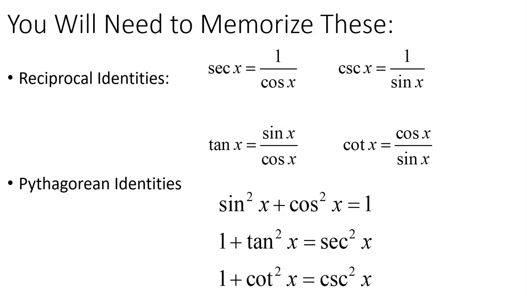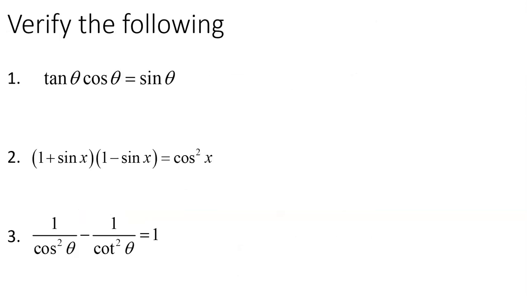So for example, I've got sine squared plus cosine squared equals 1, but it's also true then that 1 minus cosine squared x equals sine squared x. So I may have to take one of those equations and move them around a little bit in order to come up with something that will help me to verify the identity. So here, let's start with the first couple. First one says tan theta cosine theta equals sine theta.